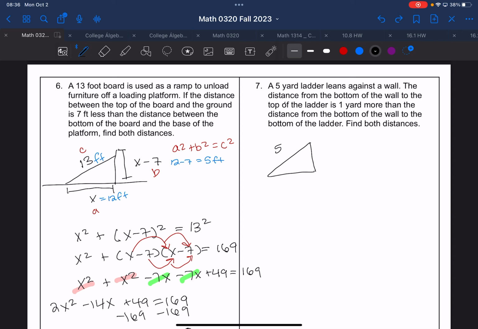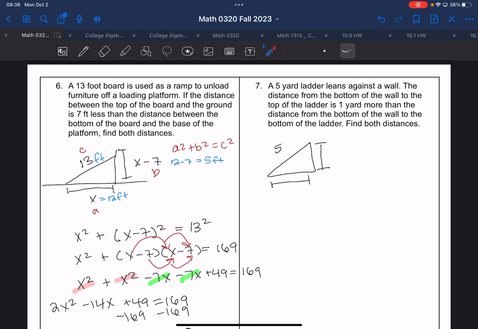And then the other one says the distance from the bottom of the wall to the top of the ladder, so this distance here, is 1 yard more than the distance from the bottom of the wall to the bottom of the ladder. So what is going to be on this part here? Something plus 1, right?